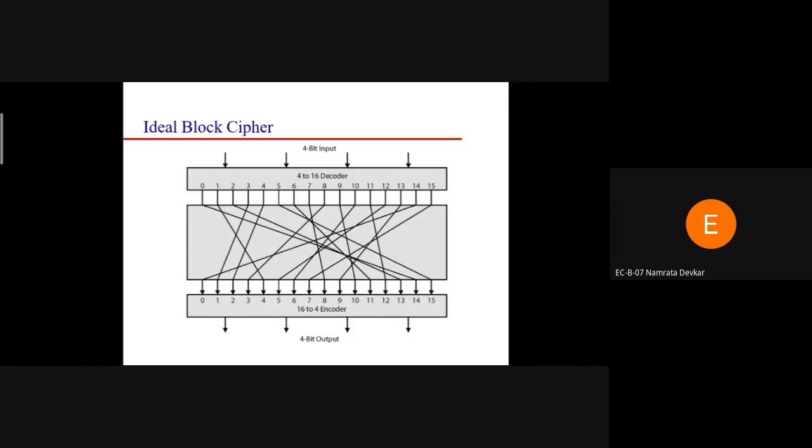Basically it depends on the input bits. If we take the input as 4 bits, then we can design our ideal block cipher up to 16 bits, which can be represented from 0 to 15. So that is the concept of the ideal block cipher. Have you understood it?